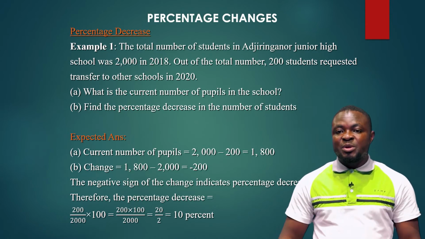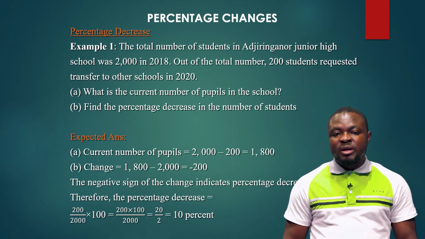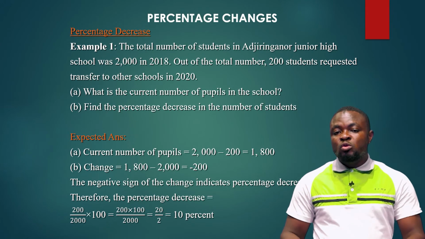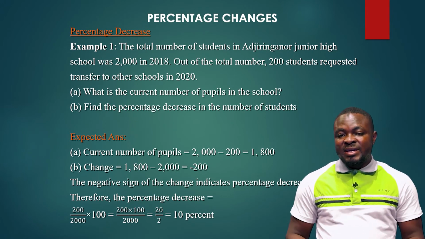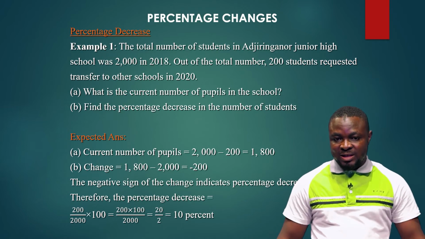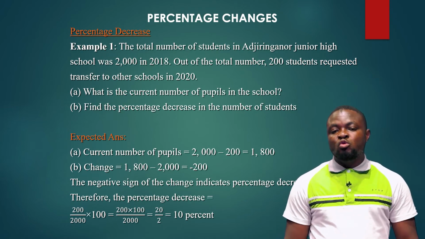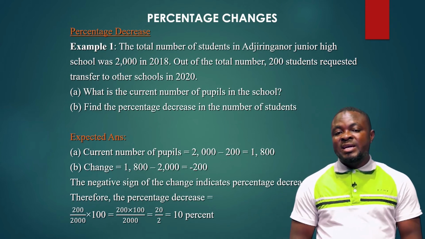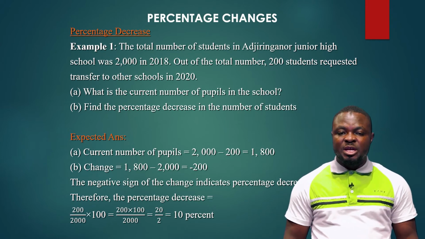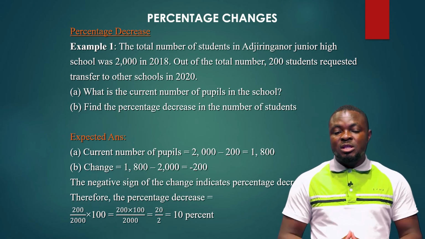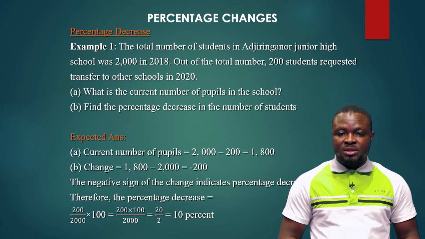Now after 200 people have moved to other schools, the number reduces to 1,800 pupils. So you are looking at 1,800 minus 2,000. That will give us the change that has taken place over the period. You end up with negative 200. So you see the sign of the change is negative. The margin of change is in the negative. This falls under percentage decrease.